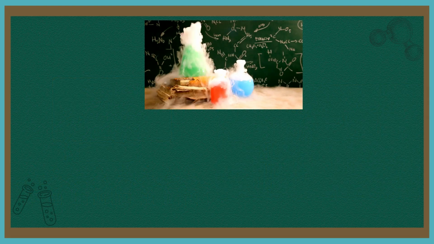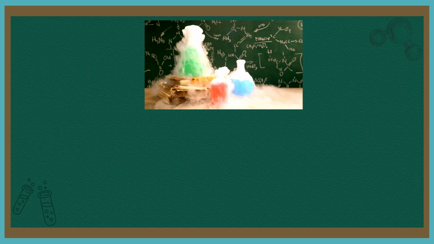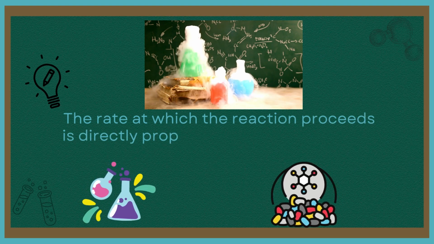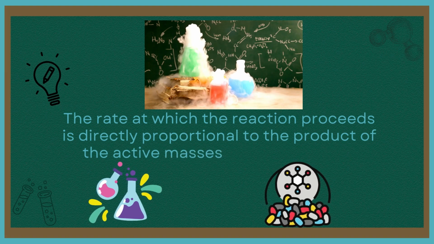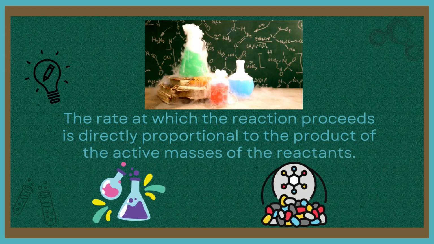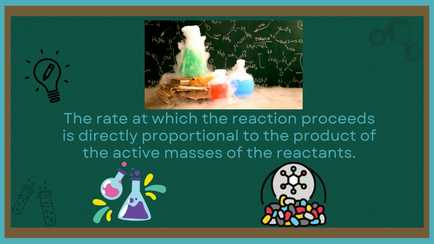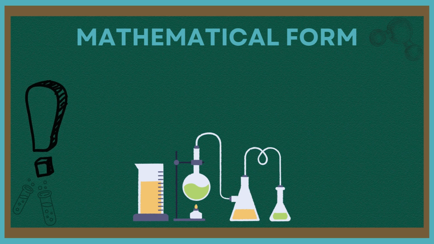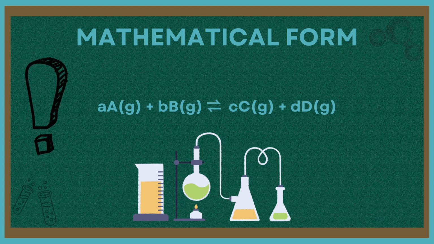Now, since an equilibrium reaction has a forward and backward reaction both happening simultaneously, the rate at which the reaction proceeds is directly proportional to the product of the active masses of the reactants, which includes both the reactants producing the products as well as the products producing the reactants. Mathematically, the law of mass action can be represented in the following equation. In this equation, we can see a balanced chemical equation represented with the coefficients along with the reactants as well as the products.